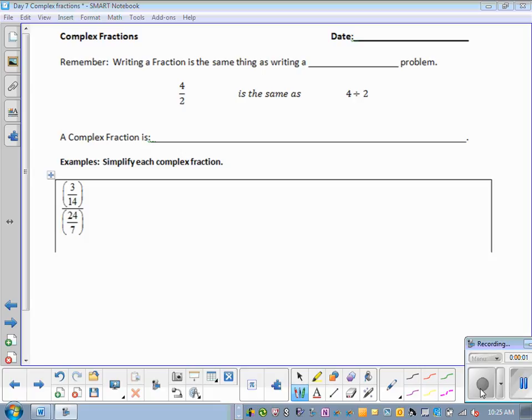Today we're going to talk about complex fractions. Okay, so complex fractions look a little crazy, but they're actually really fun.